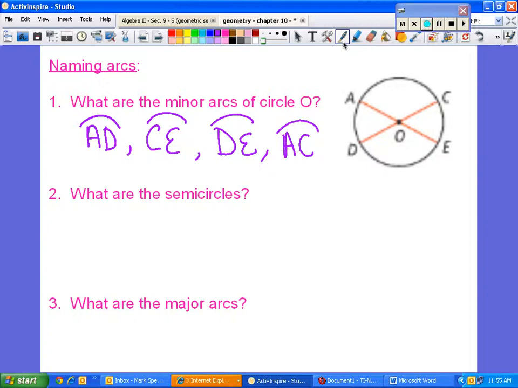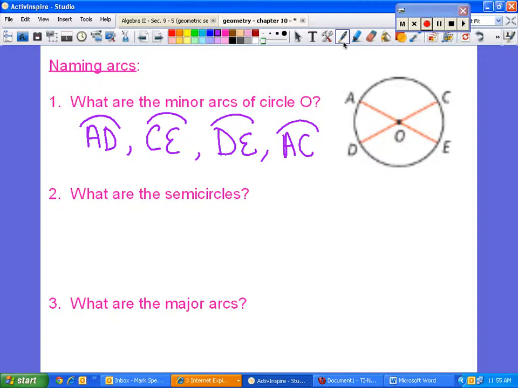Why can't we say semicircle DC? Let me ask you another question. Which semicircle is semicircle DC? You can't tell which side is which. That's right. This is semicircle DC, and this is semicircle DC.